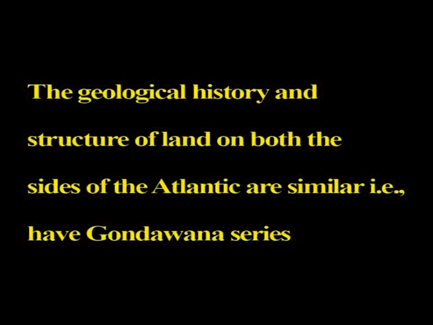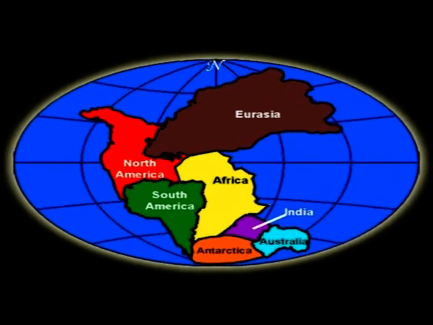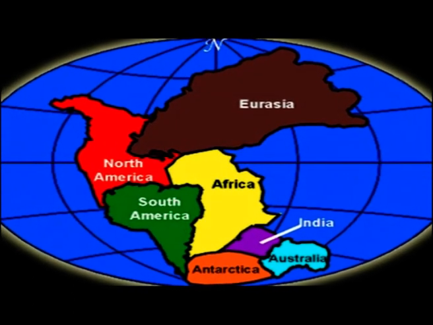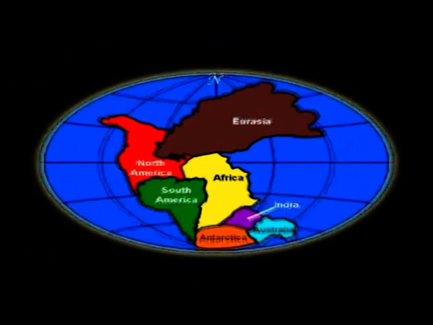Another evidence in support of the continental drift is the geological history and structure of land on both sides of the Atlantic are similar, that is, they have the Gondwana series. In fact, in peninsular India, we have rocks similar to Antarctica, Australia, as well as most parts of Africa, as on the mainland and subsequent formations along the coastal lines.